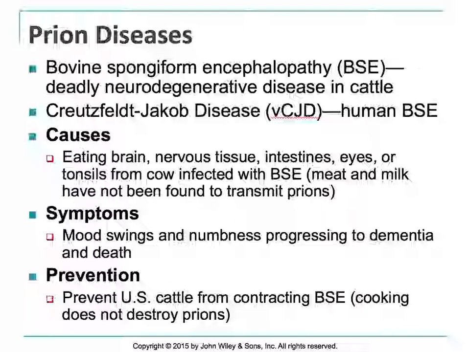Symptoms of Creutzfeldt-Jakob disease in humans include mood swings and numbness, progressing to dementia and death. Prevention involves preventing U.S. cattle from contracting BSE, because cooking does not destroy prions. I don't think we've had an outbreak lately, but I know I have heard of some here in the U.S. in the past.